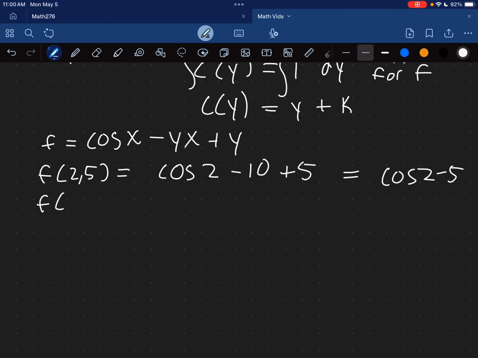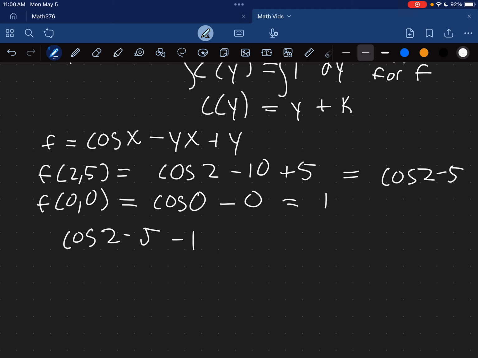Now f of (0, 0) is equal to cosine 0 minus, we don't really care because that's all just going to be 0. Cosine of 0, as we all know, is 1. Okay, so now cosine of 2 minus 5 minus 1. So this becomes cosine of 2 minus 6. And that is the answer.